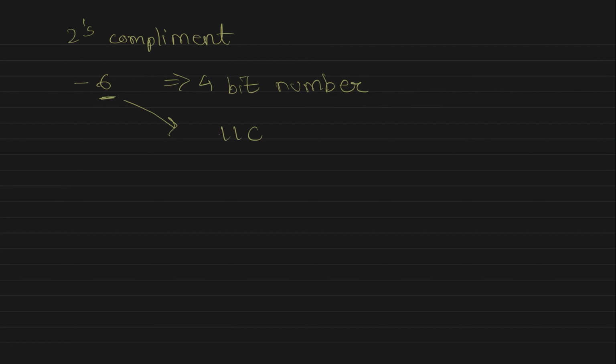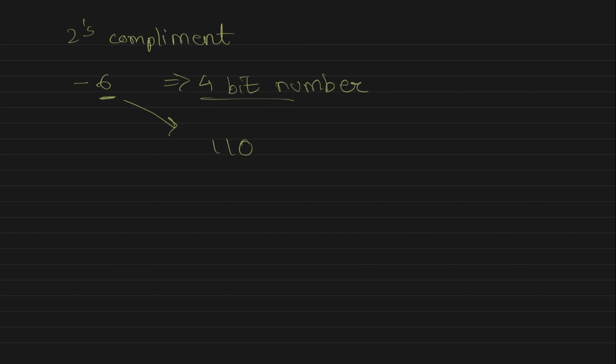1 1 0, right? So this is 4 and this is 2, because this is the 0th position, this is the first position, this is the second position. So this will be 1 into 2 raised to 2 plus 1 into 2 raised to 1 plus 0 into 2 raised to 0. So this will be equal to 4 plus 2 plus 0, which is 6. So 6 is represented as 110.